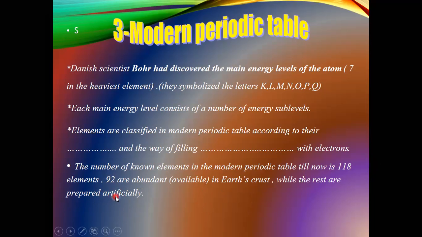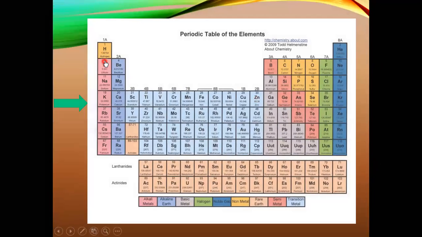طيب, how many periods in the periodic table? 1, 2, 3, 4, 5, 6, 7. How many groups? لو عديناهم هنلاقيهم 18 groups. يبقى periodic table consists of 7 periods and 18 groups.